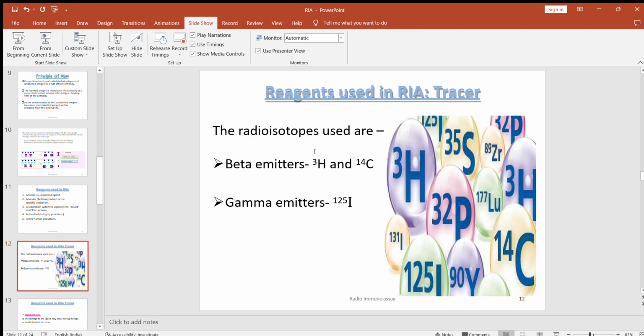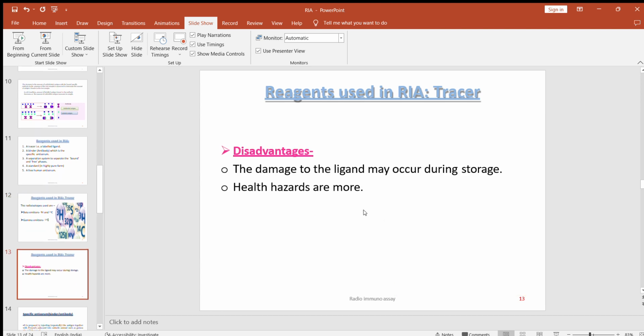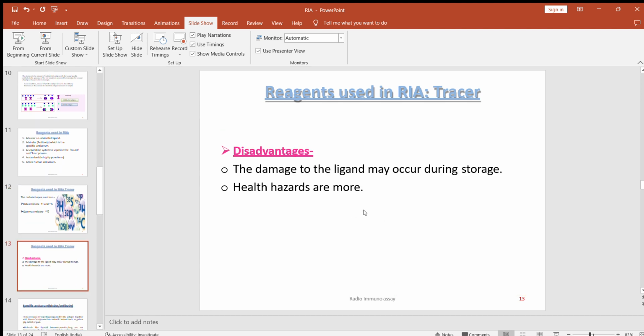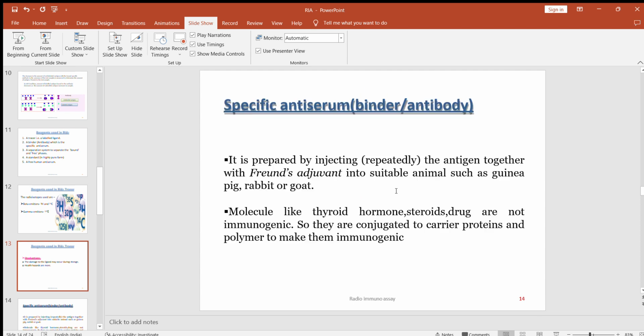Some radioisotopes are commonly used: beta emitters such as hydrogen tritium and carbon 14, and gamma emitters, commonly iodine 125. What are the disadvantages of the reagents? They may damage the ligand. The damage to the ligand may occur during storage. Health hazards are also greater in the case of RIA.